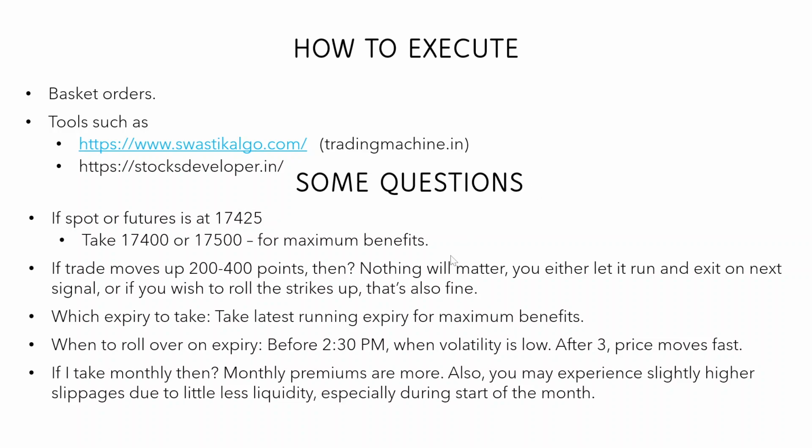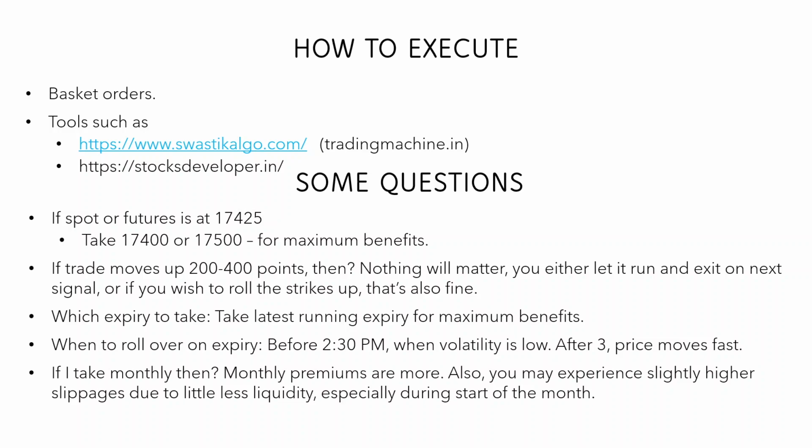So if spot or future is at 17,425, then what do we do? So we can take 17,400 or 17,500 for maximum benefit, right? ATM is maximum benefit because the premium on both call and put will be as less as possible. If the trade moves 200 points or 400 points, right? So let's say that the buy trade came at 16,900, and now market has moved up because once in a while that will happen. 17,400 it goes to.